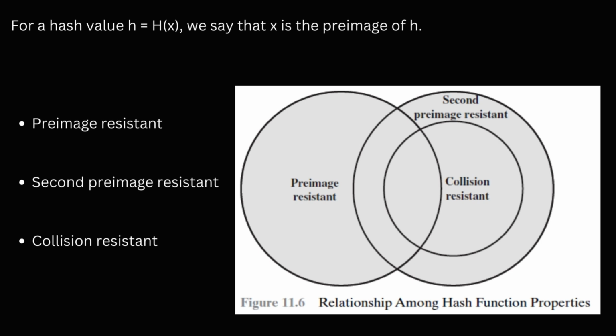To be collision resistant, it should be computationally infeasible to find any pair x, y, such that hash of x is equal to hash of y. The diagram represents the relationship among the hash properties.